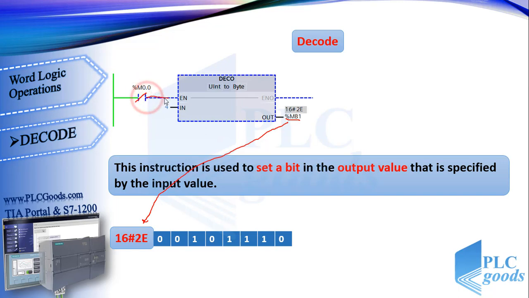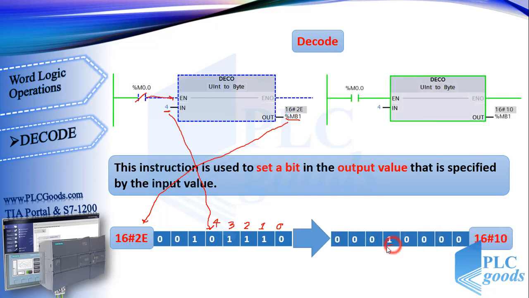If we activate this instruction, it sets the fourth bit of the output address and resets the other bits. Pay attention, bit numbers start from 0. So here, this bit will be 1 and other bits will be 0. The equivalent hexadecimal number of this result is 10, which will be sent to output.